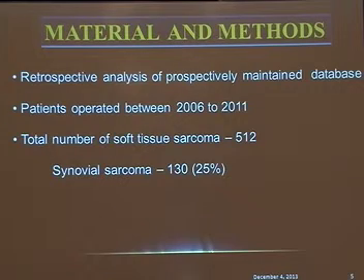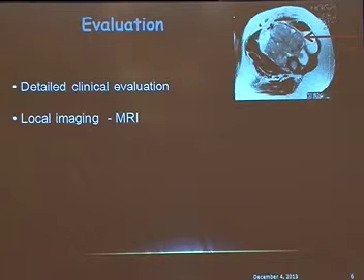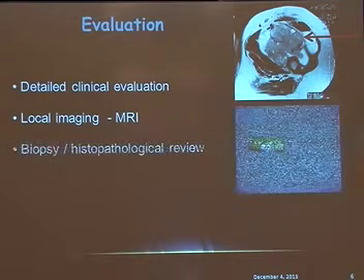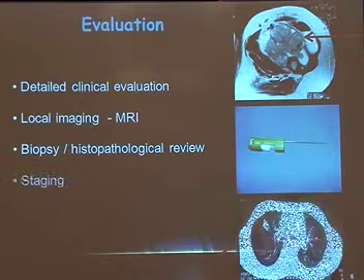It was a retrospective analysis of a prospectively maintained database. Patients operated in TMH between 2006 and 2011 were included. During this period, there were 512 cases of soft tissue sarcoma which were operated, out of which synovial sarcoma formed 25%. Each patient underwent a detailed clinical history and examination, local imaging in the form of an MRI, and biopsy. At our institute, we do the J-needle biopsy, and whenever a patient had a biopsy from outside the institute, we reviewed it with our pathologist.